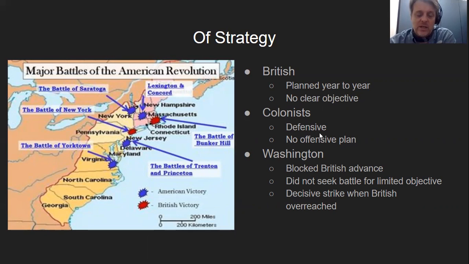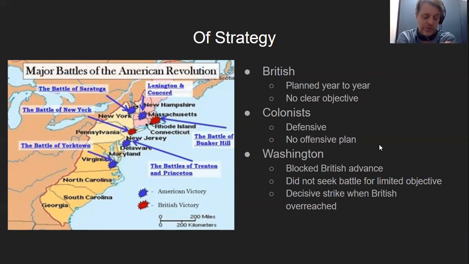The colonists, they had a defensive strategy. They could just sit down and wait for the British to come to them. They didn't really have an offensive plan. For the first few years of the war, they weren't trying to break free. Remember that. They weren't trying to break free. They just wanted their rights asserted as proper Englishmen. But they weren't really trying to kick anybody out either. They were just playing the defensive game.